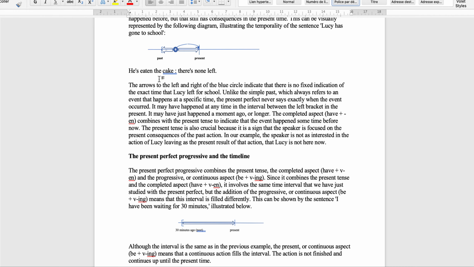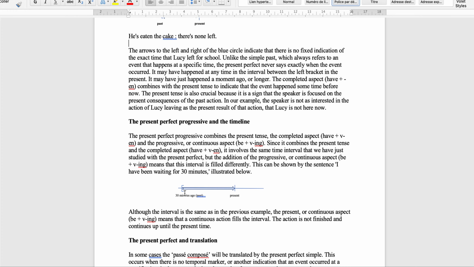So here, notice our example is eating the cake. And notice if I cover up the cake, I could just say he's been eating. There's sort of no end. Well, maybe compare that with this example. He's been eating for 10 minutes.